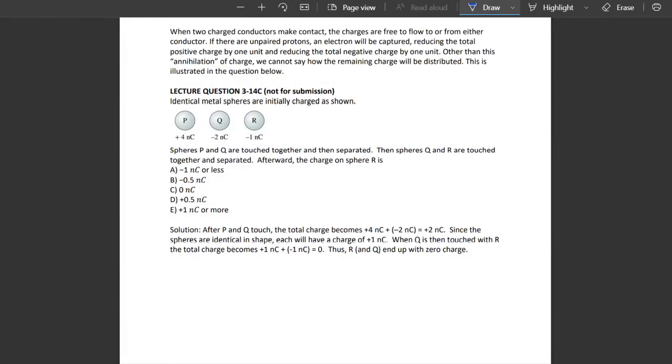Moving on to 3-14C, we have identical spheres that are initially charged as shown.